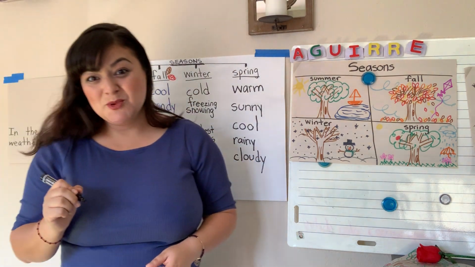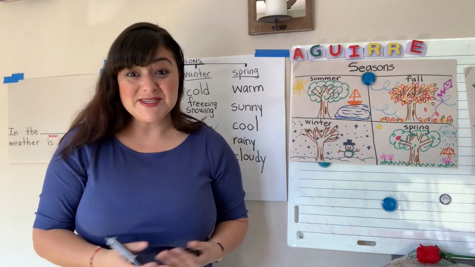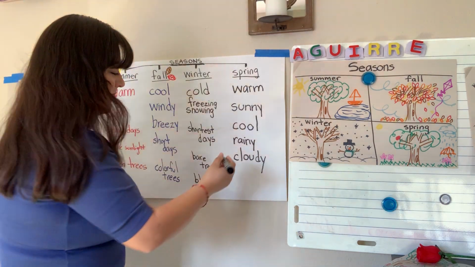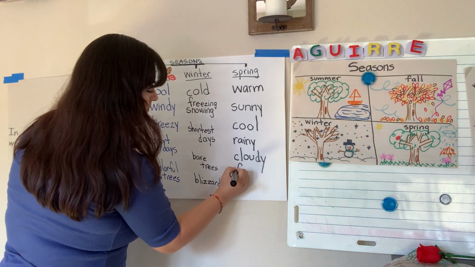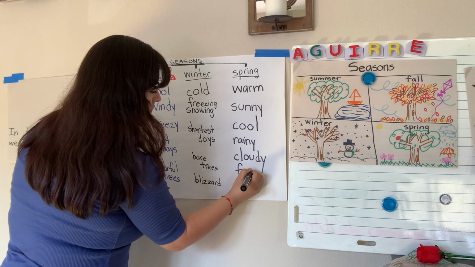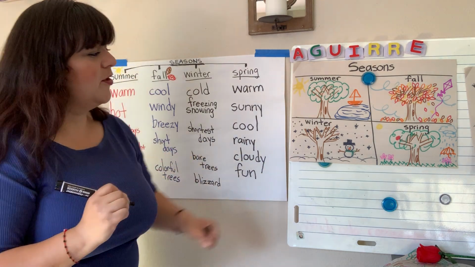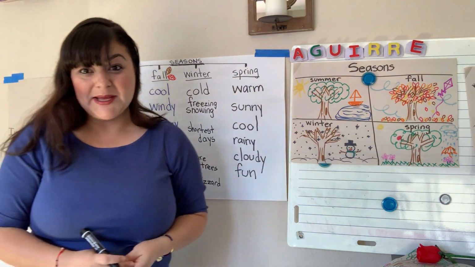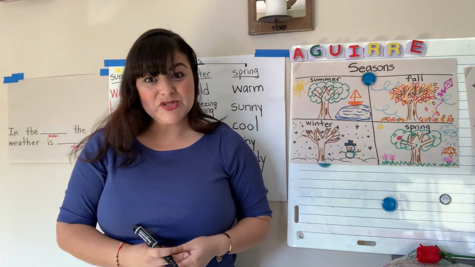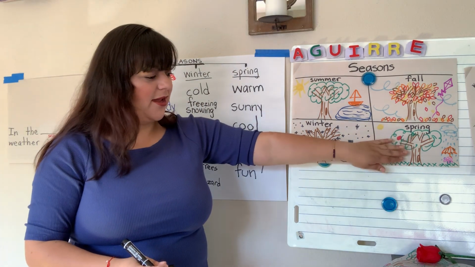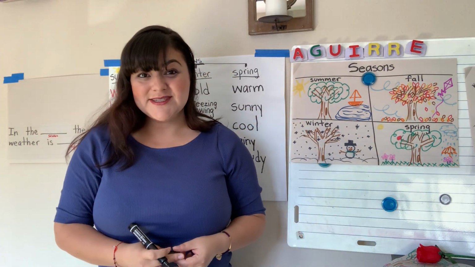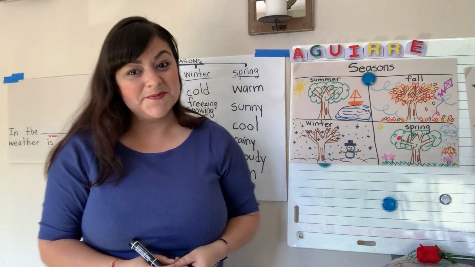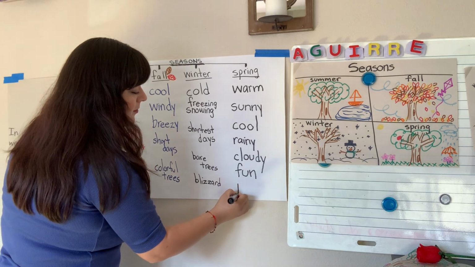In the springtime, we get to go outside a lot, so it's fun. So we can describe it as being fun. Now, what do you think it looks like when all the flowers are out in the spring? What would be a good adjective if you were to describe something with a lot of flowers? Pretty. So in the spring, it's pretty. Beautiful.